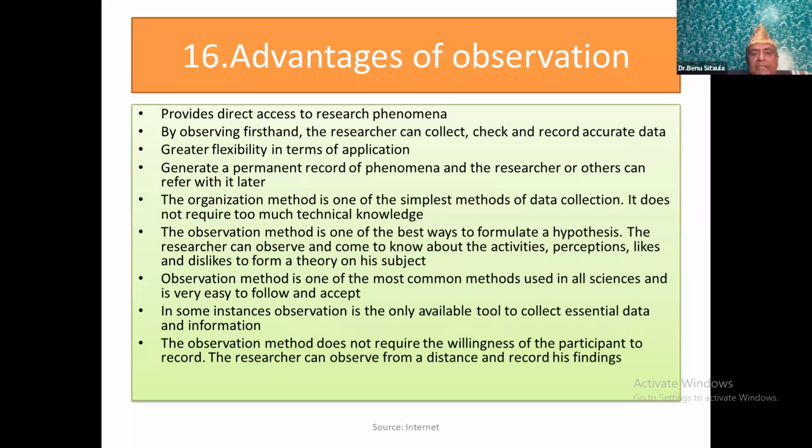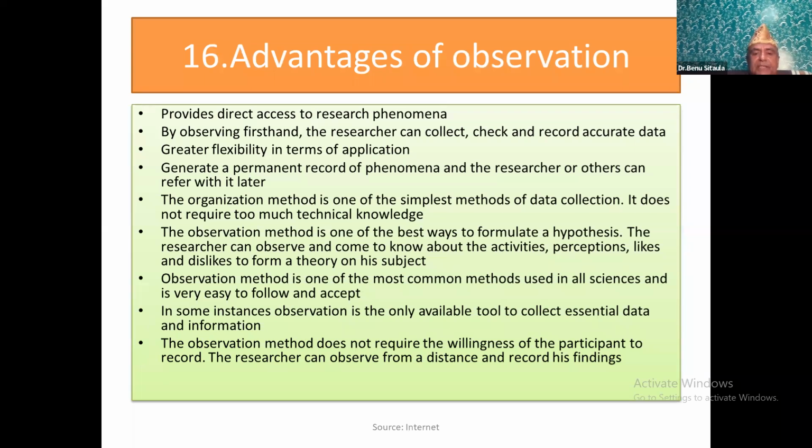Similarly, the observation method is one of the simplest methods of data collection. It does not require too much technical knowledge. The observation method is the best way to formulate a hypothesis. From observation, a hypothesis can be created very easily. It means the researchers can observe and come to know about the activities, perceptions, likes and dislikes from the theory of his subject, because he can observe the body language of the respondent in the observation method.